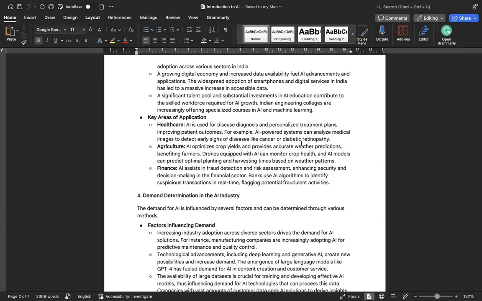Okay, so that's about the healthcare sector. These artificial intelligence powered systems can analyze medical images to detect early signs of diseases like cancer and diabetic retinopathy. And for the agriculture domain, artificial intelligence optimizes crop yields and provides accurate weather predictions, which also benefits farmers. And currently there is ongoing research at the University of Sri Jayawardenepura.